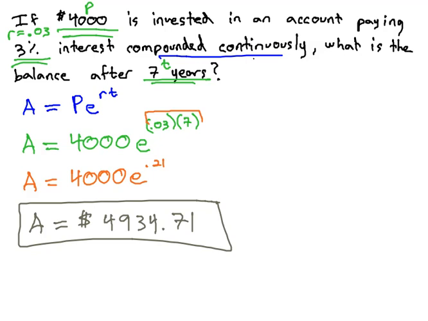So that's what we do when we see compounded continuously. Continuously is a different equation. A equals P e to the rt. Replacing the variables with what we know, being careful with how we type it into our calculator, we can find the final amount of the investment.